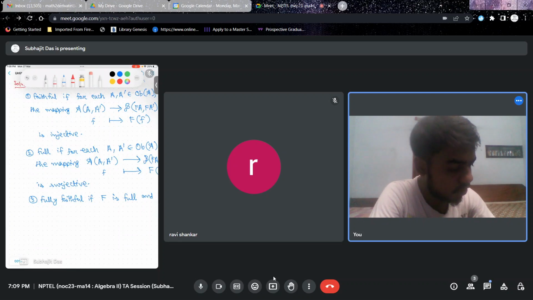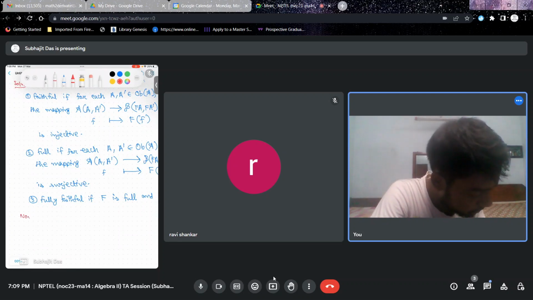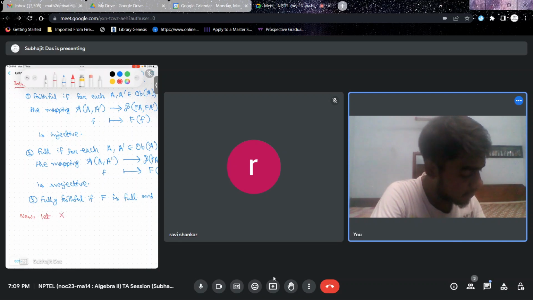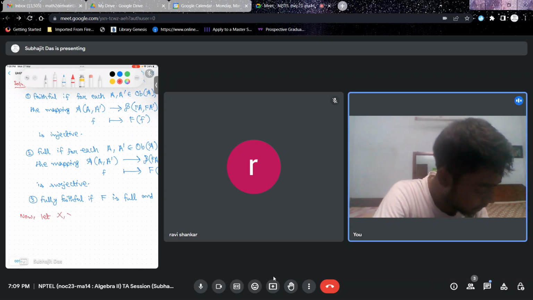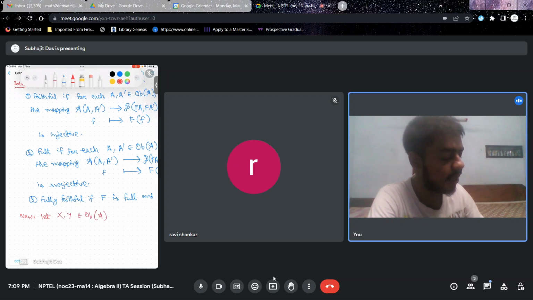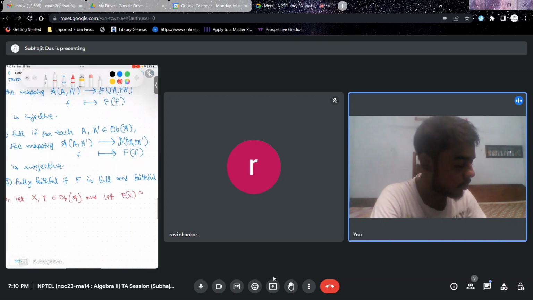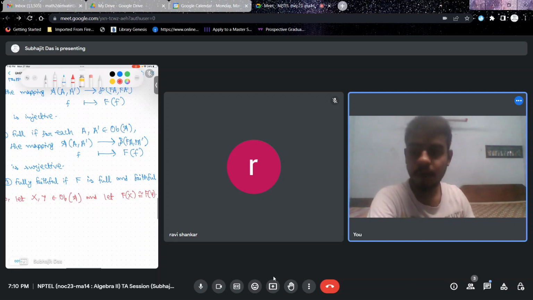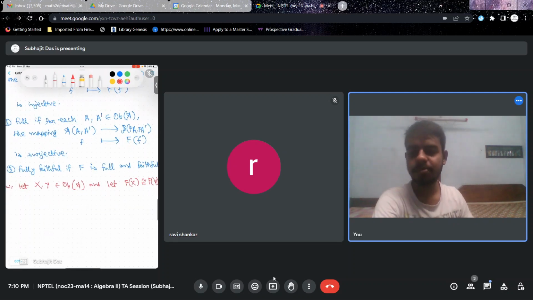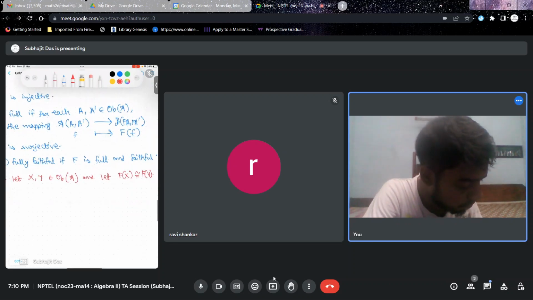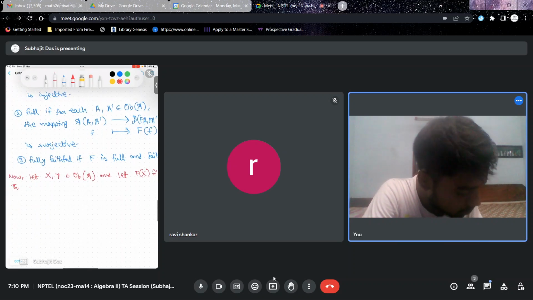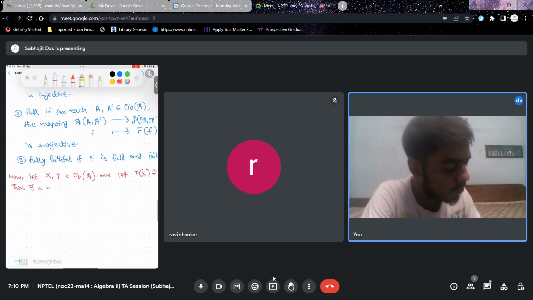So now let x and y be objects in your first category A, and let Fx be isomorphic to Fy. Okay, what do I mean when I say that Fx and Fy are isomorphic? This means that there is a morphism of Fx into Fy which is an isomorphism. So then by definition there exists an isomorphism.